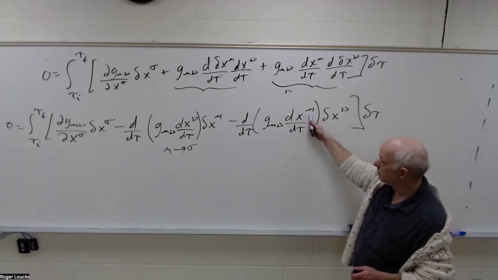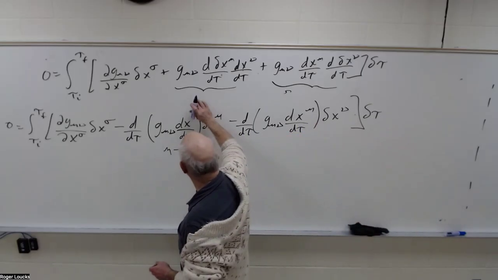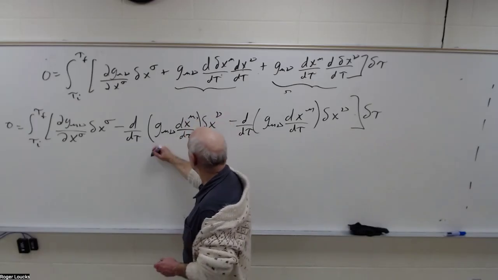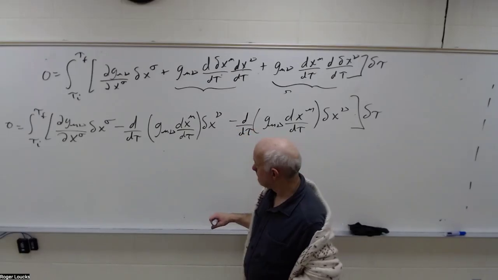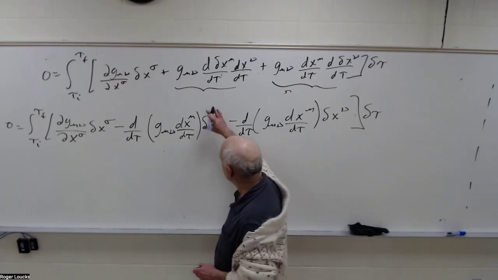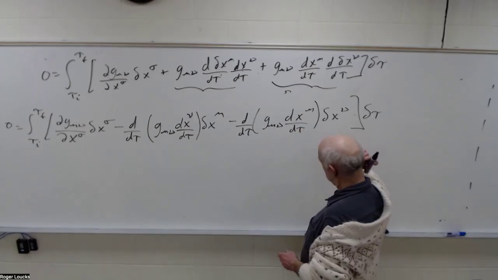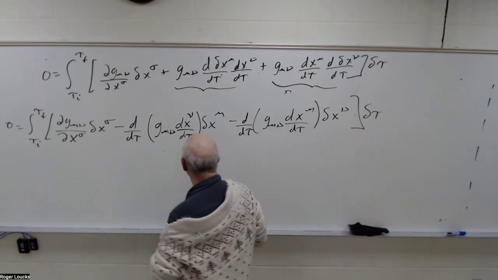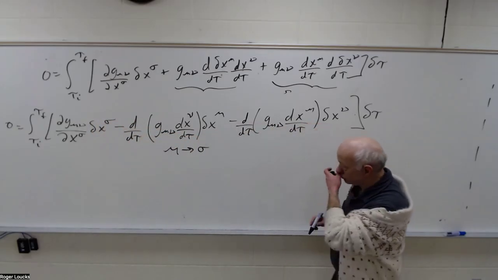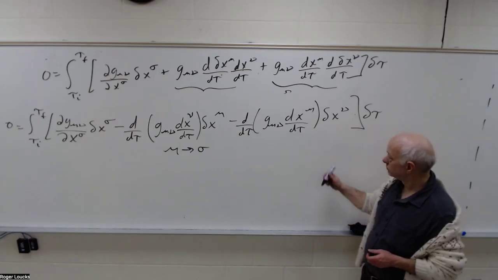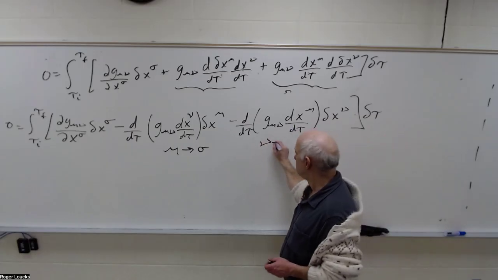Everyone see how I screwed that up? This one here is a mu, this one here is the nu. Good, never mind. Mu goes to sigma here. So what's going to happen over here? Nu goes to sigma, summing in the mu's and then the nu stuff.